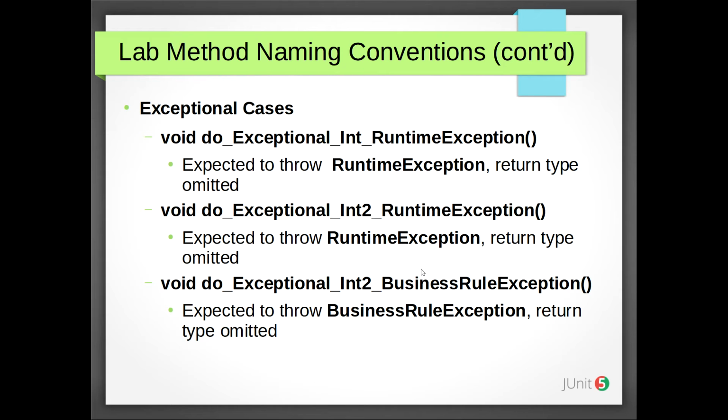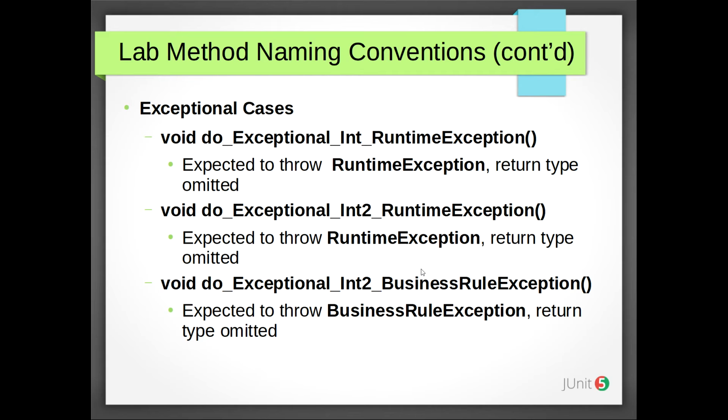Void do_exceptional_int_2_runtime_exception. Here we are just specifying a slightly alternative notation. We're saying we're passing in a parameter of type int, primitive, and of value 2, and we are expecting to get back a runtime exception.